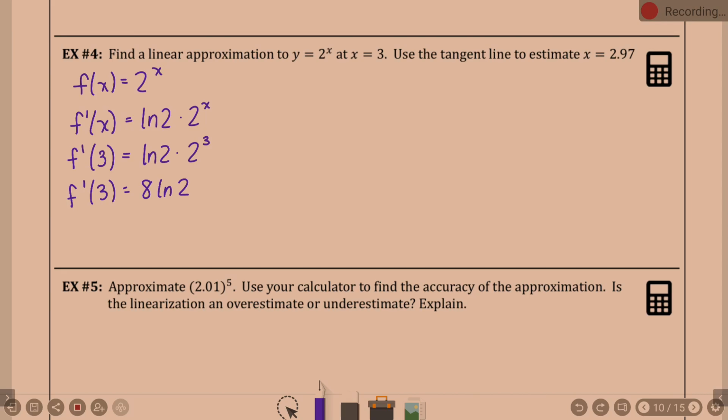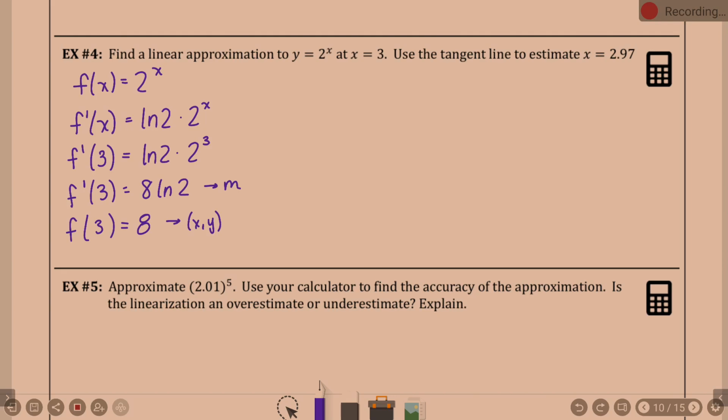And what is this we just found? This is our slope. To be exact, you can enter it in, if you keep it in the calculator, true. What else do I need? Besides my slope, I need a point. So it's going to be 3, comma, and then 2 to the third is 8. So there is our point, right? So our slope and our point.